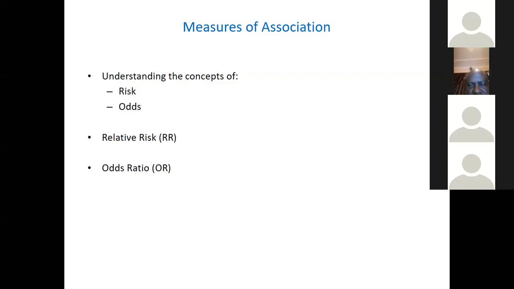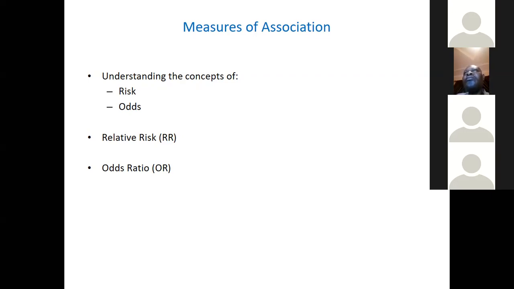How do you know? Because when you say females are more likely to belong to a higher socioeconomic class, and people with tertiary education or secondary education and above are more likely to belong to the upper class, which one is stronger? Chi-square will not tell you, and that's why we are talking about measures of association. Under measures of association, we are talking about things like relative risk, odds ratio, and their confidence intervals.